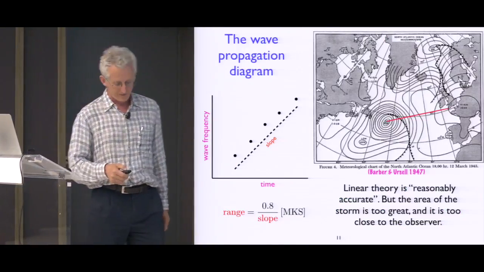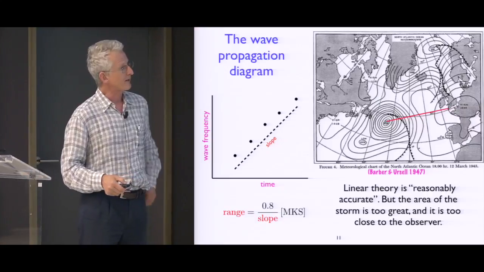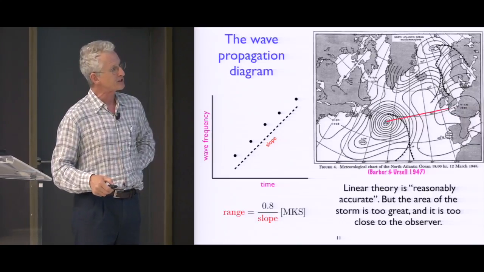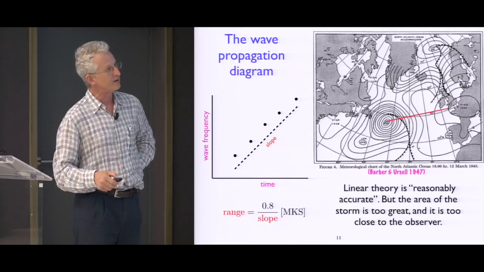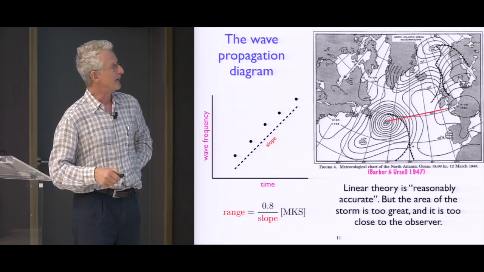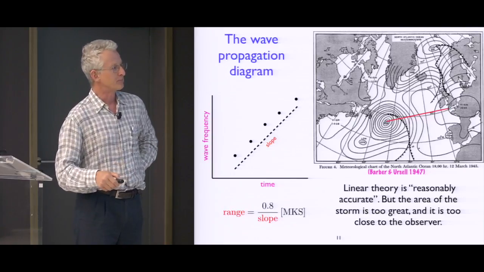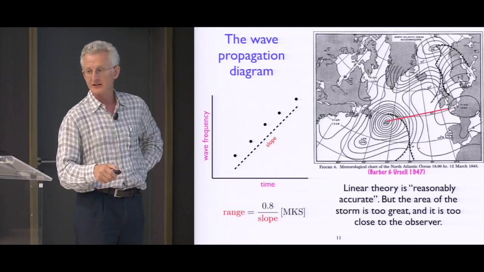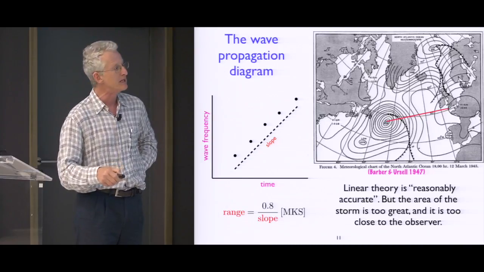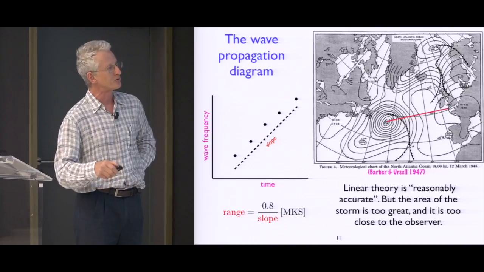So here is an example of the application of the formula. This is a meteorological chart from March 1945. The British had a wave observatory here in Cornwall at the tip of Britain. And as Ursell and Barber said, the linear theory is reasonably accurate. That is, they did in fact see a linear change in frequency with time. But the area of the storm is too great.